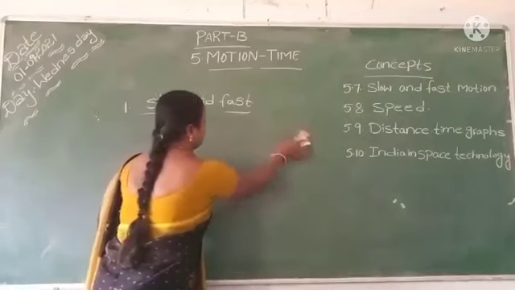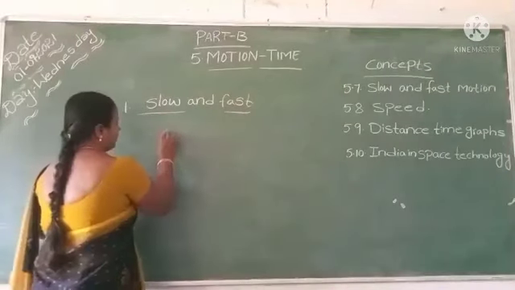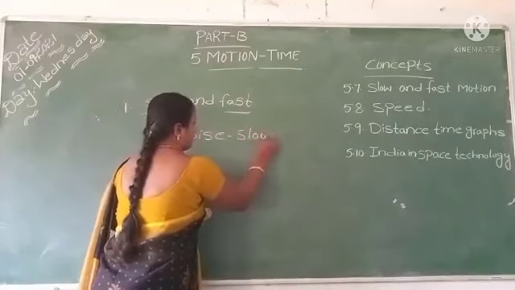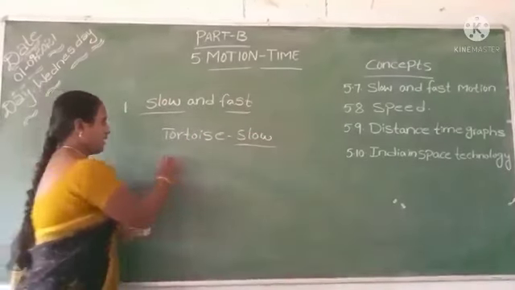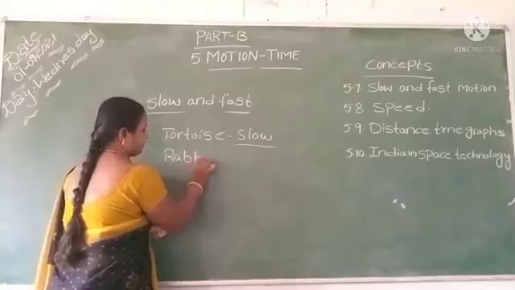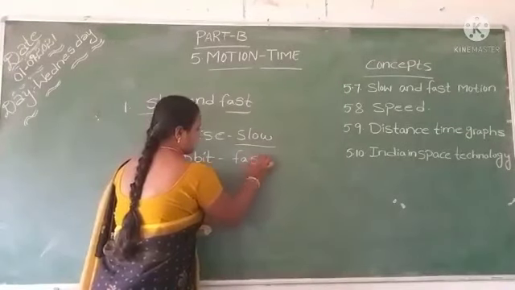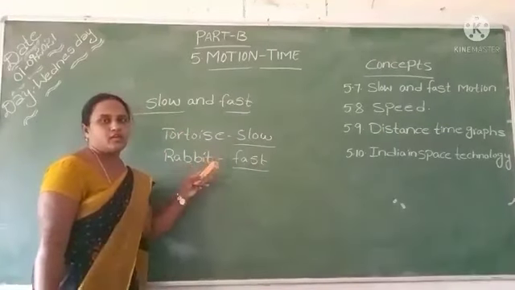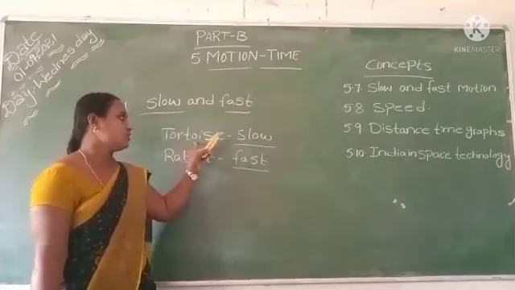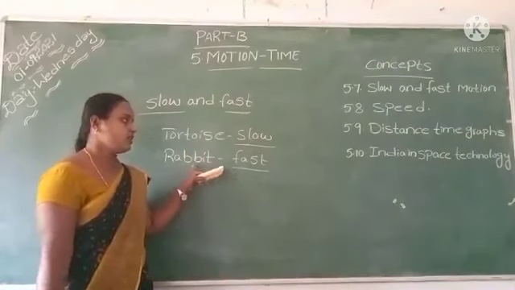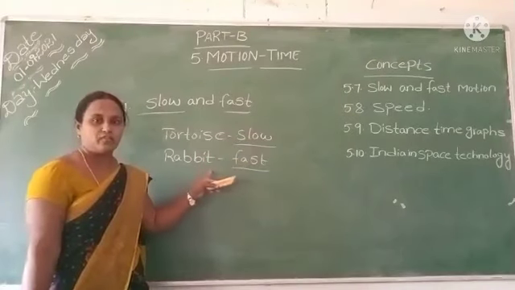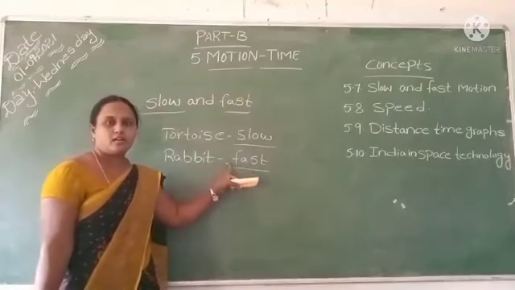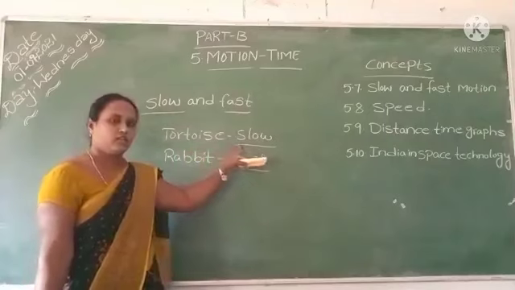Another one is animals. Tortoise is very slow. Then which other animal is faster? Rabbit. Rabbit is fast. We have learnt the tortoise and rabbit story. They keep a race. When the tortoise is going, the rabbit is going too. It thinks the tortoise is very slow and it can win the race. So in the race, the rabbit will not win. The tortoise will win.